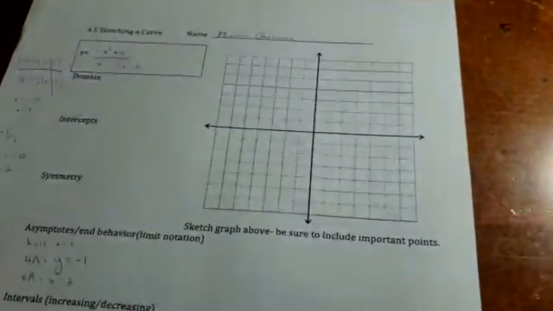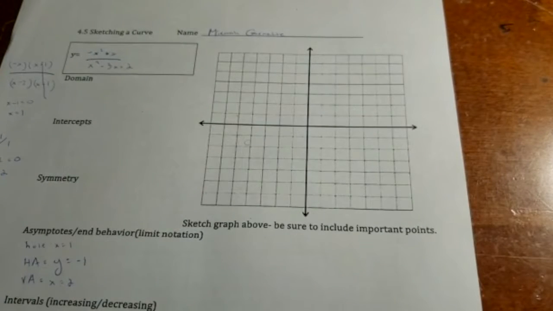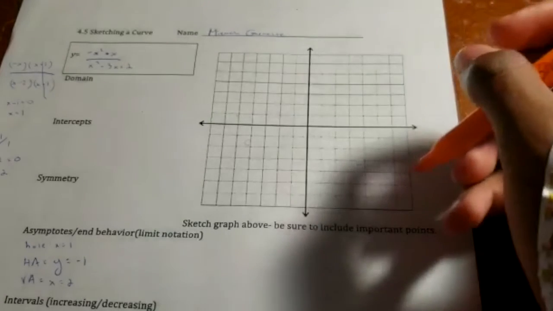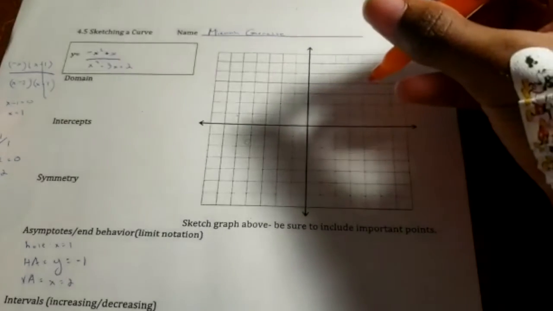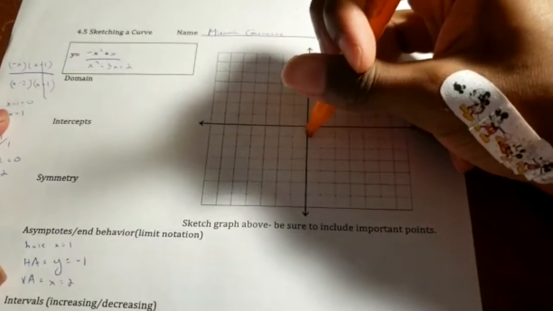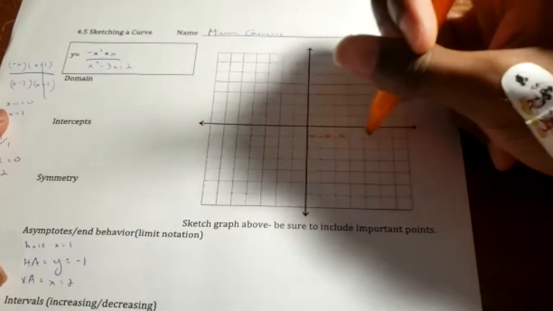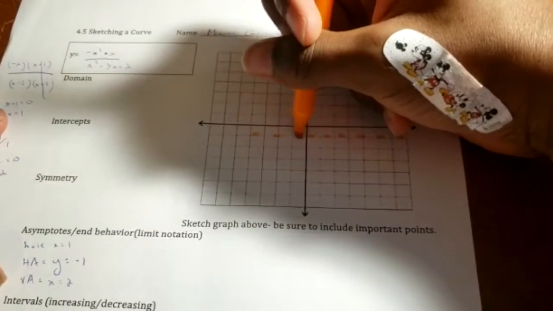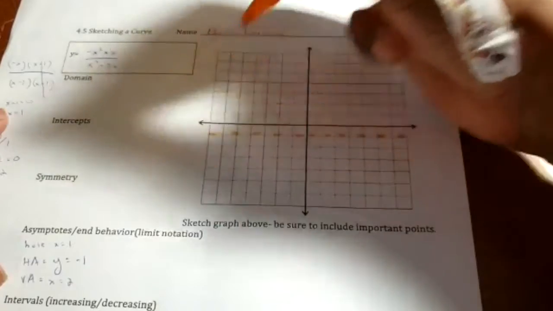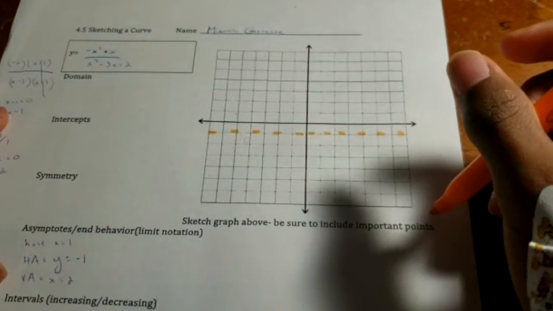And I like to draw mine in a different color for the graph. So the horizontal asymptote will be at y equals negative 1. And the vertical asymptote will be at x equals 2.